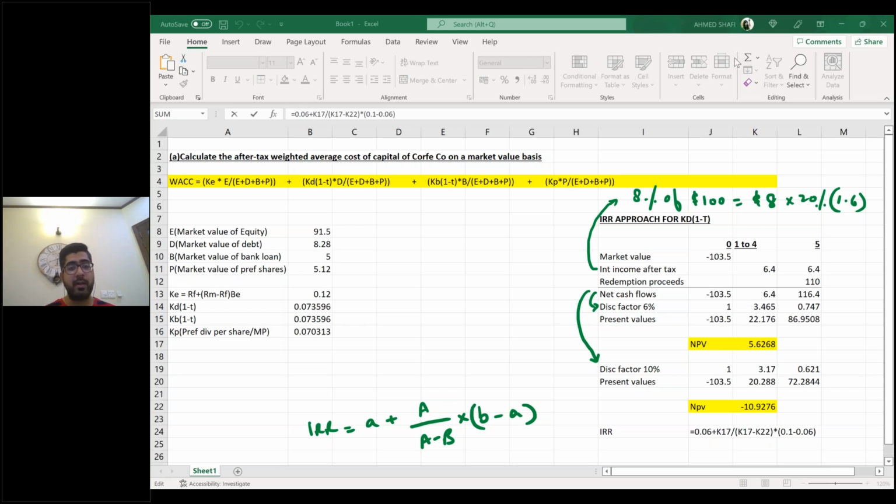IRR is the internal rate of return. If you need to ask what is IRR, I think you need some basic classes as well. So please contact me after the class. It's 0.0733. If you are working on the calculator and just putting values, then you need to write the formula. I have shown the complete formula in my working, so no need in that case.